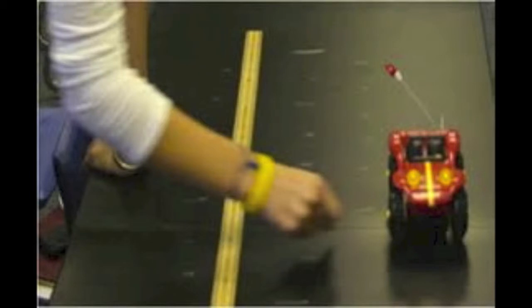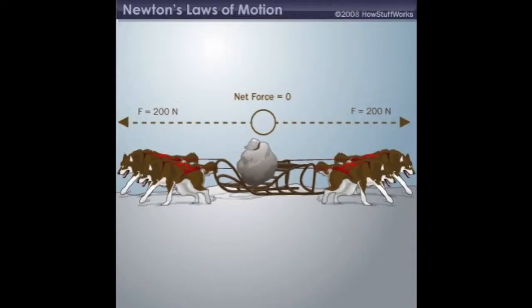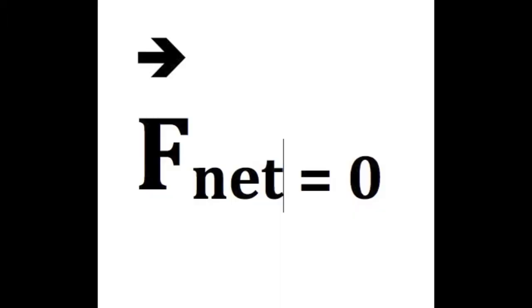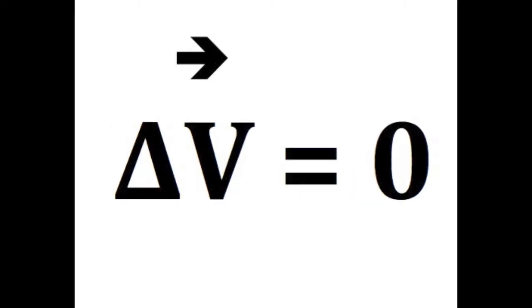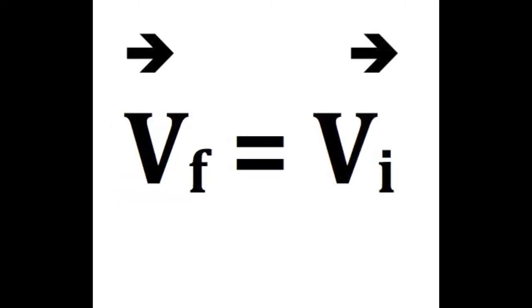In my lab today, I will focus mainly on how we use Newton's second law to explain an observation we could make of an object in constant motion. In order to do so, we have to assume that the net force on the object is zero, giving us the final velocity is equal to the initial velocity.